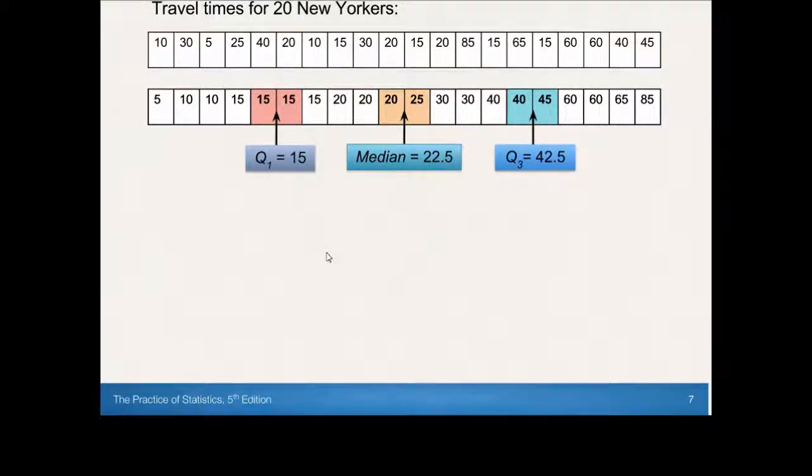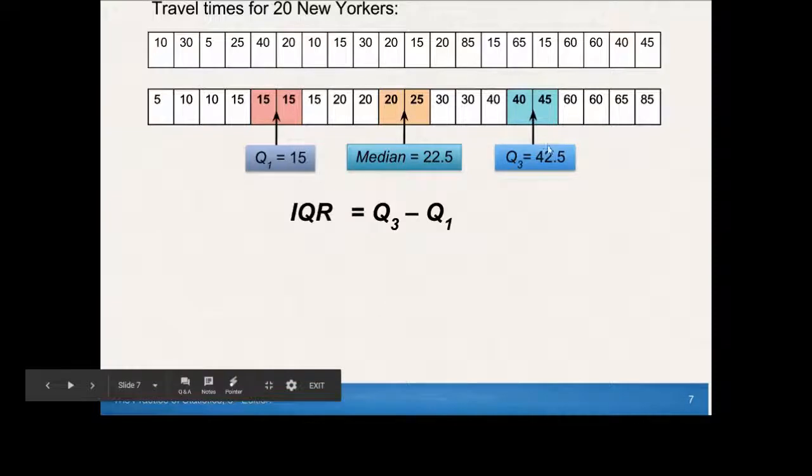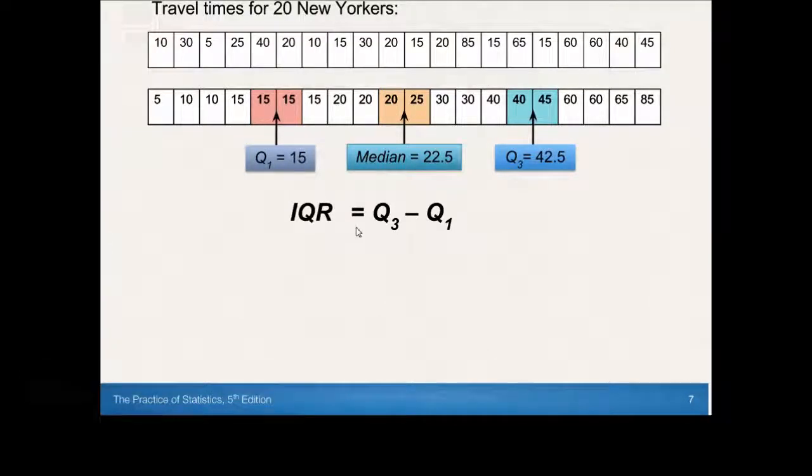Okay, so the IQR is defined as Q3 minus Q1. So we simply take the 42.5 and subtract 15. And then we end up with 27.5 minutes. What does this mean? What does 27.5 minutes mean? What is the meaning of it?